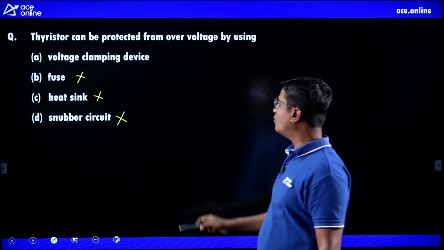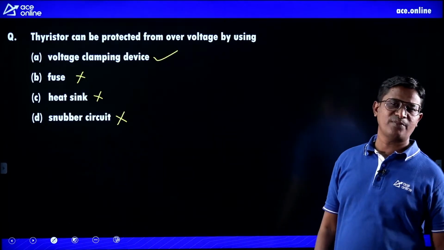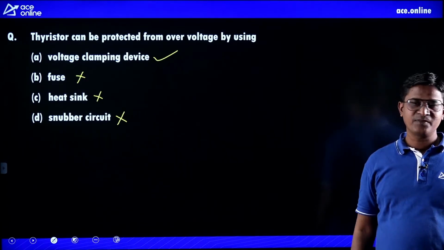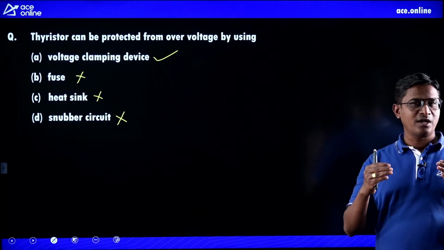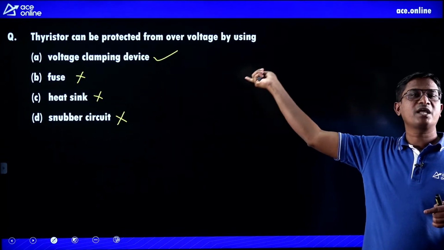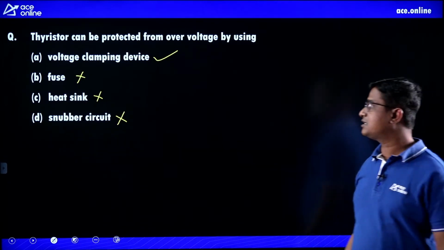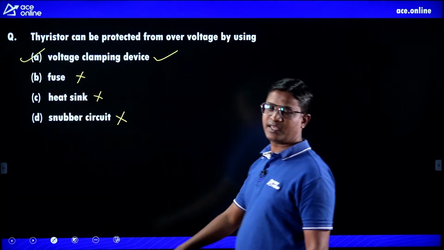So here, voltage clamping device. You might know the clipper and clamper in analog electronics. A voltage clamping device will not allow the voltage across the device to become greater than its rated voltage. Greater than the rated voltage means it will clamp the voltage. So the correct answer is option A.